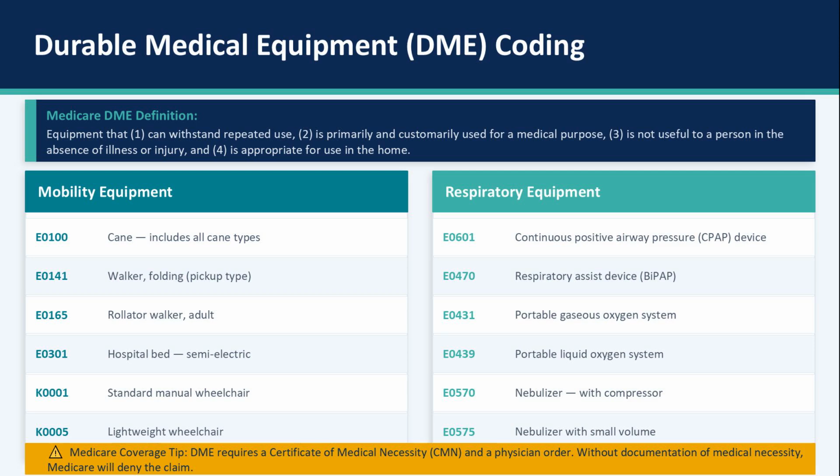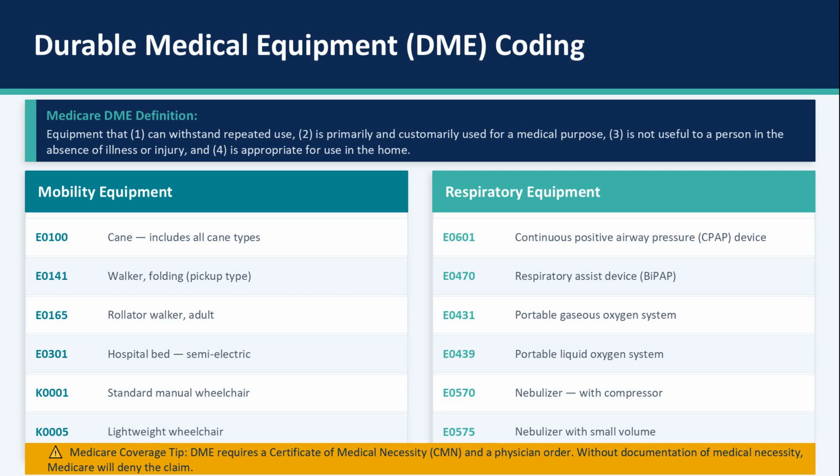4. It must be appropriate for use in the home. Hospital equipment used exclusively by clinical staff would not qualify as patient DME. Now, let's look at some common DME codes by category. Under mobility equipment, E codes cover canes, walkers, rollators, hospital beds, and K codes cover wheelchairs. Notice that standard wheelchairs are KZ01, while a lightweight wheelchair is KG05. CMS distinguishes between types of wheelchairs because coverage criteria and reimbursement rates differ.